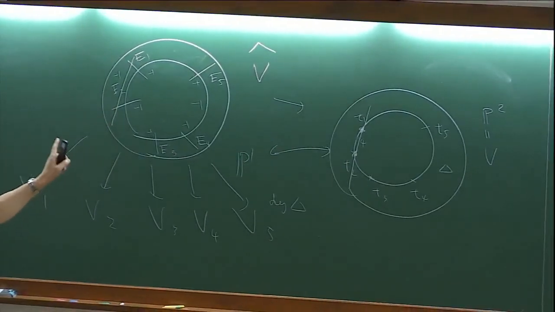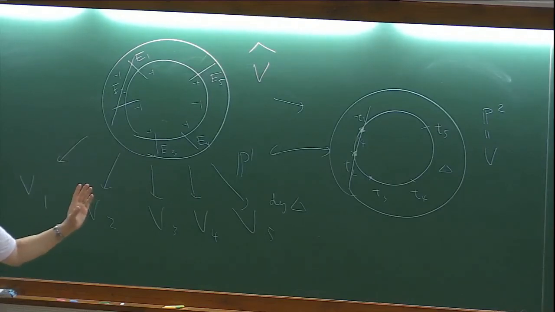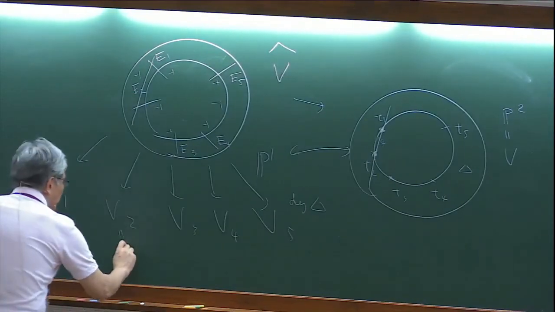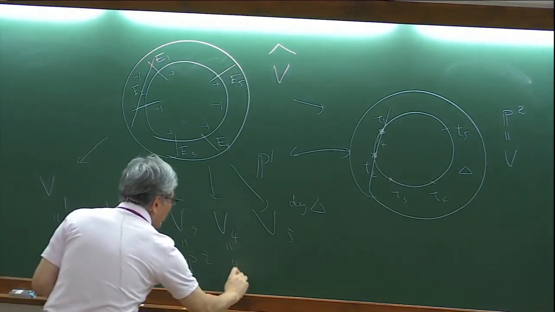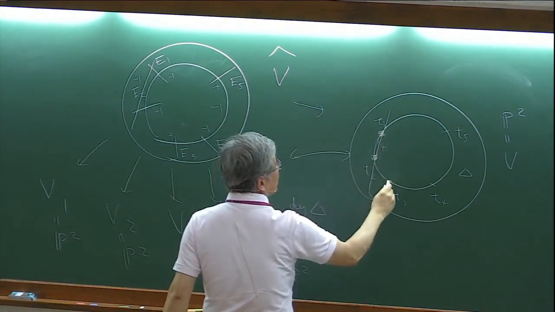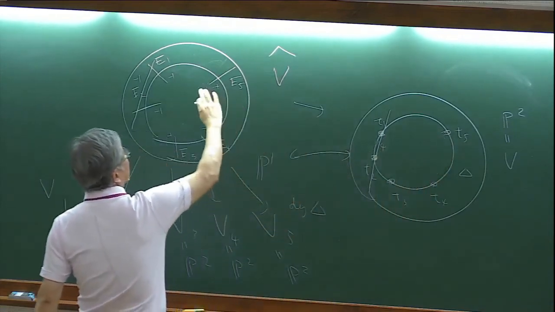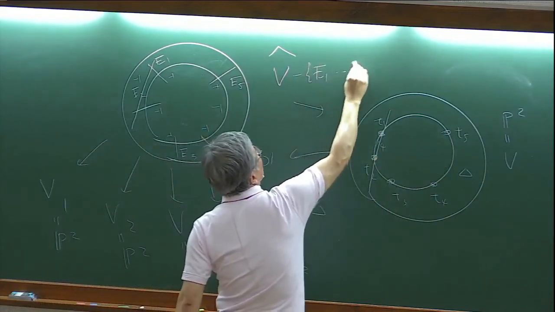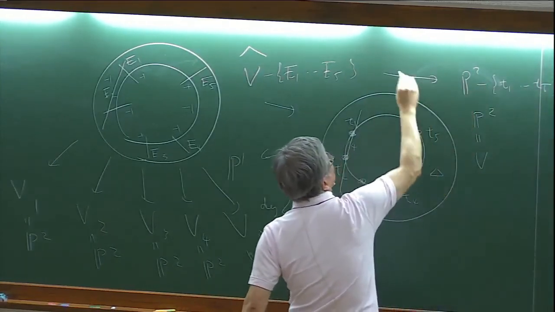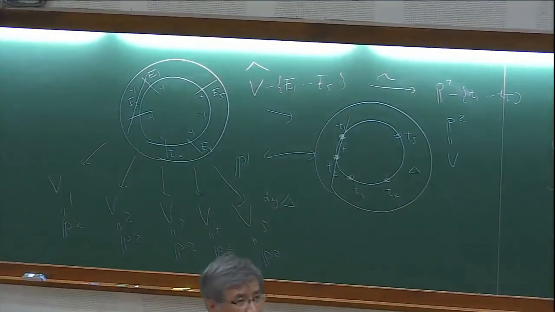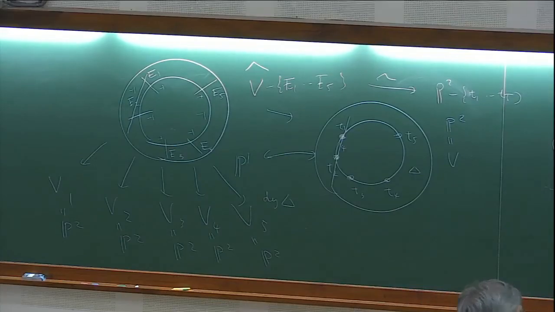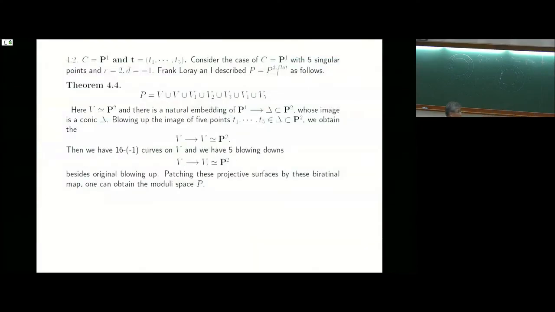you can find a set, five distinct minus 1 curves, and you can blow down the 5 points. So all of this is P1, P2. So this V and V hat are isomorphic outside of these points and this one. This is isomorphic by the definition of blowing up. So what I mean is that you can patch V hat and V and other things by using this birational map.